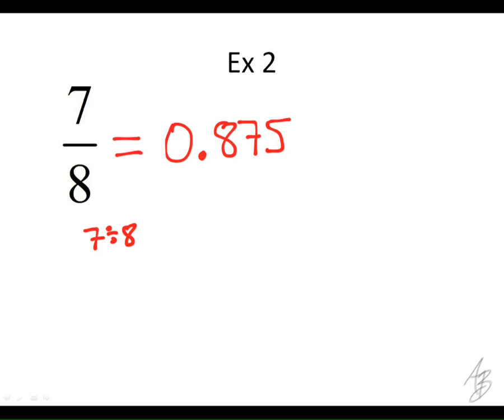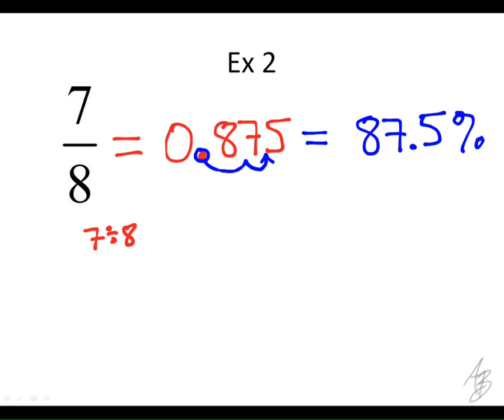And then we need to change that to a percent. How do we change that to a percent? Multiply by 100, so we move the decimal 2 places to the right. And what do we get? 87.5. So 87.5, that's our answer? Where do you put the percent? Percent. Don't forget the percent.